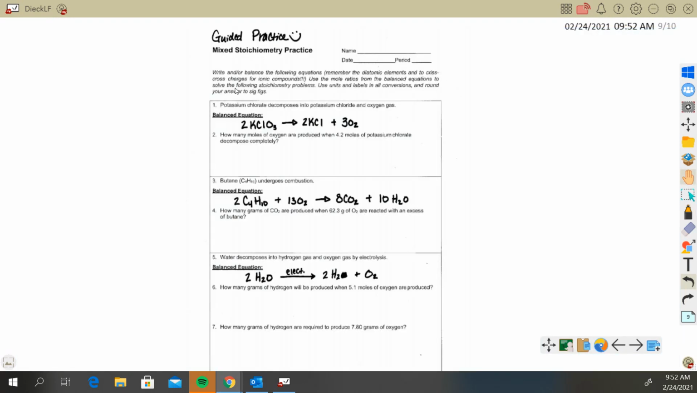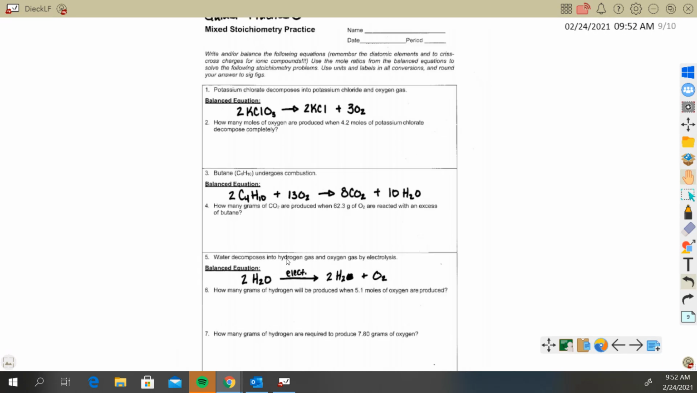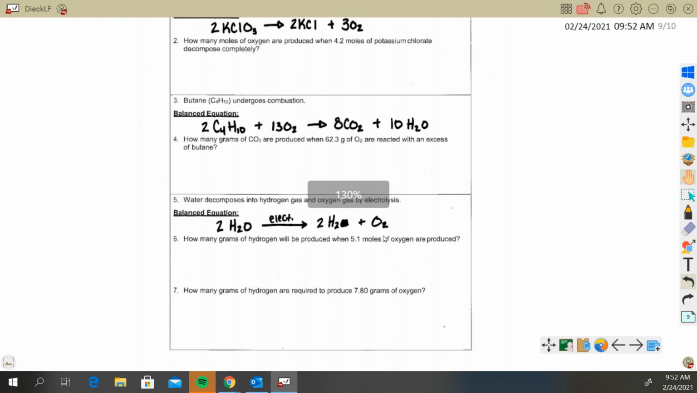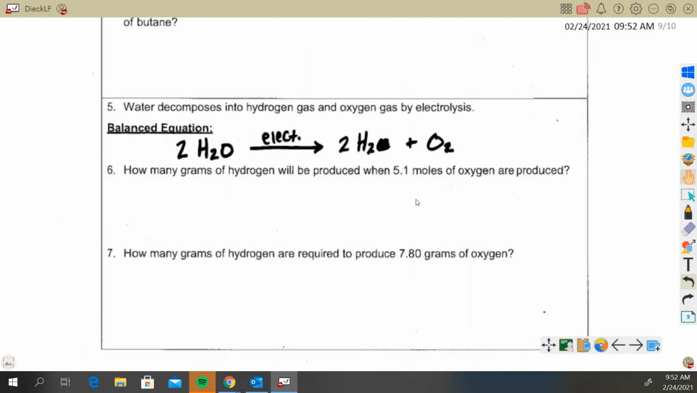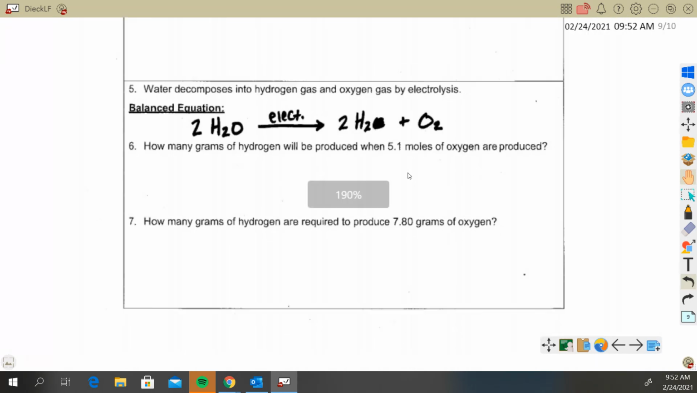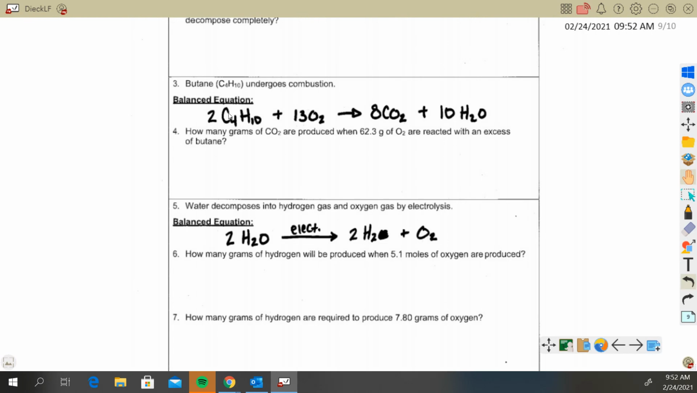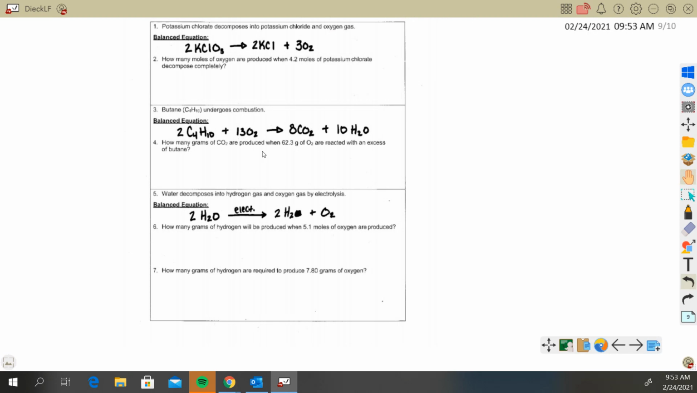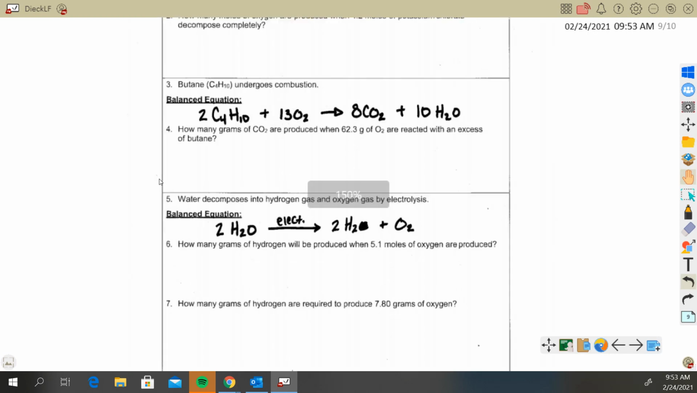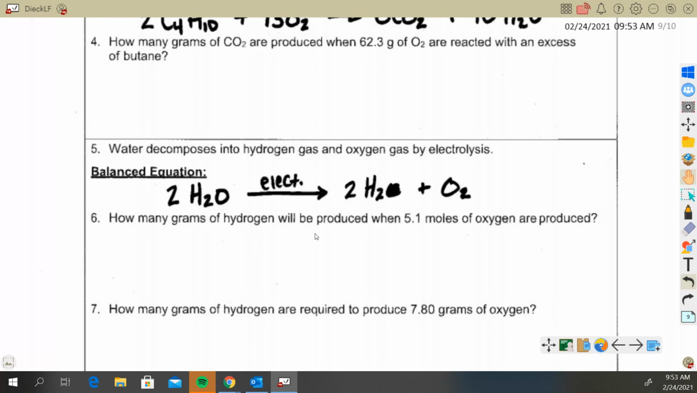So the worksheet looks something like this: guided practice, mixed stoichiometry. We're actually going to do questions 6 and 7 kind of together. So we're going to start with 6 and 7, okay? I already have on this worksheet filled in all of the balanced equations for you. So basically question 1, 3, 5, 8, they're all done for you. So you don't have to worry about those.